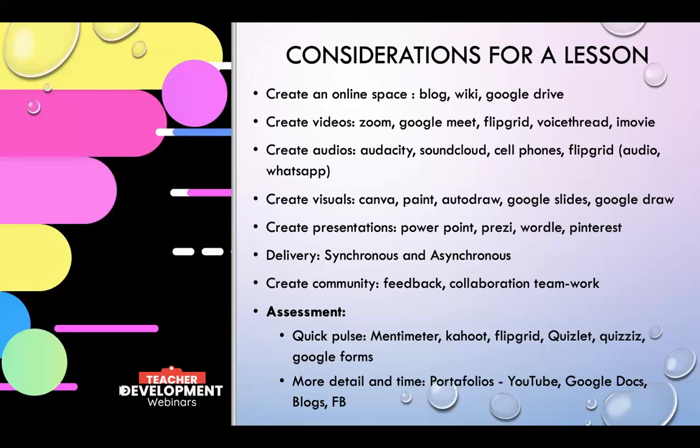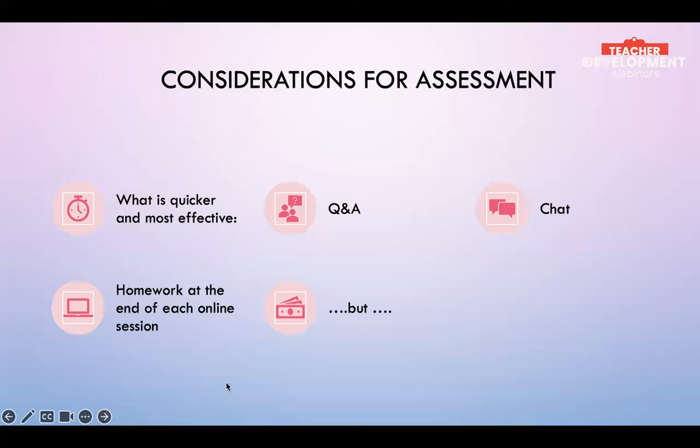There are other types of assessing, like a quick pulse. You can use apps like Mentimeter, Kahoot, Flipgrid, Quizlet, Quizzes, Google Forms, or the assessments that need more detail and time can be portfolios, writing portfolios, oral portfolios, speaking portfolios, and you can do them in YouTube or Google Docs or through blogs or in Facebook. So those are some ways or some things that you need to consider when developing your lesson.